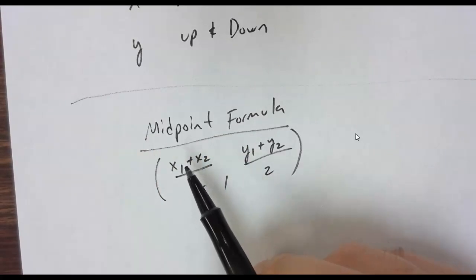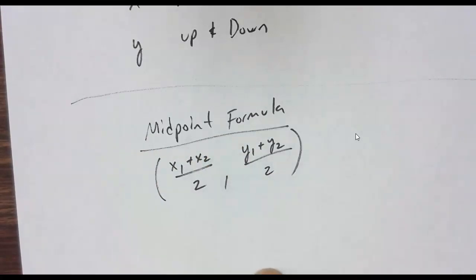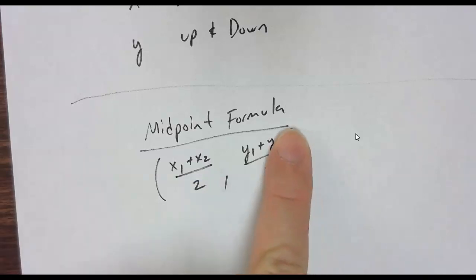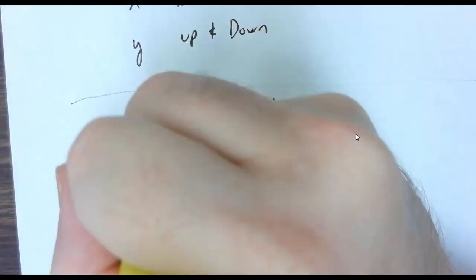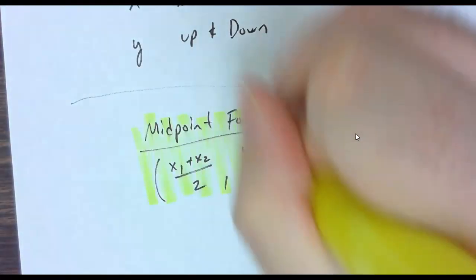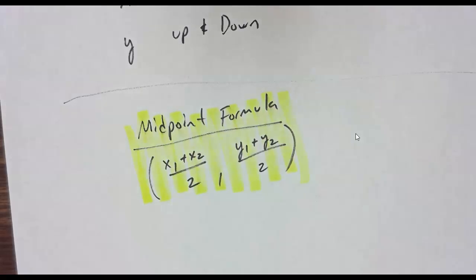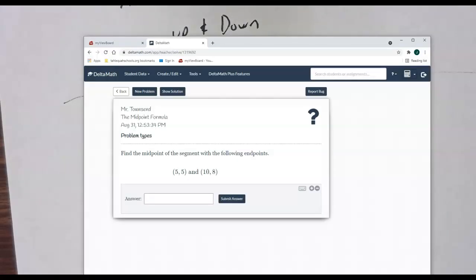If I wanted to take the average age of everyone here, I'd add up what the ages are, and then divide by how many. So we've added up the 2 x's, and we're dividing by 2 because that's how many x's. Same thing with the y's. In fact, you'll have 8 problems that use this formula, so make sure to remember that. We'll do one of them from Delta Math here. It is 5, 5, and 10, 8.